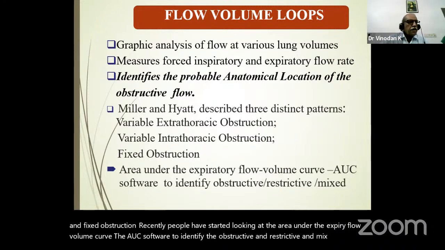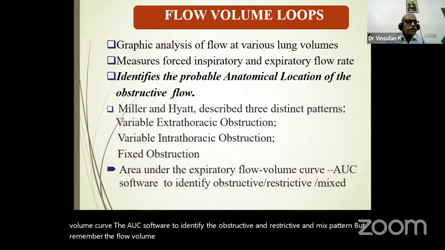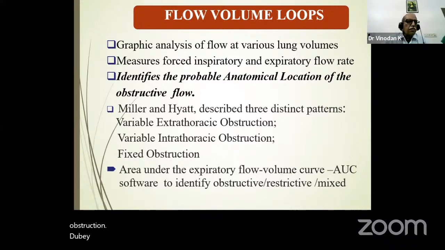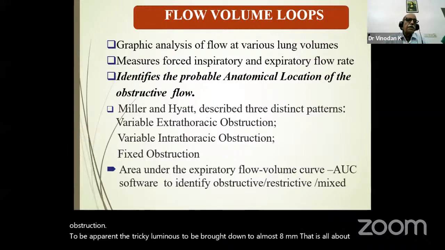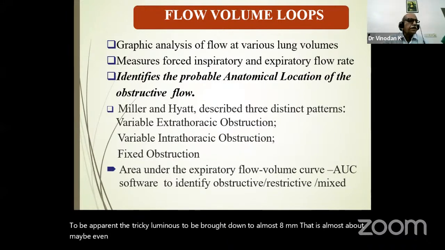But remember, the flow-volume loop is an insensitive test in one way, because for upper airway obstruction to be apparent, the tracheal lumen has to be brought down to almost 8 millimeter. That is almost about maybe even up to more than 50% before abnormalities can be detected.